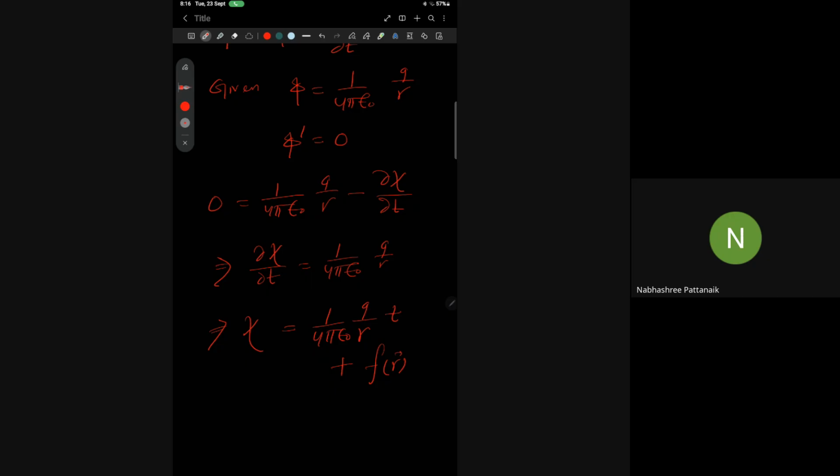Where f of r is any arbitrary function of position. It could be any function of position only. There will not be any time. So if that is the case, then this implies A prime is equal to A plus what?